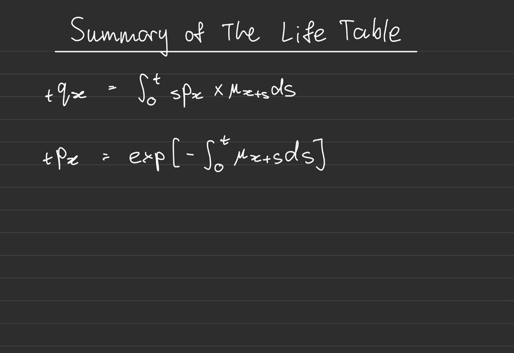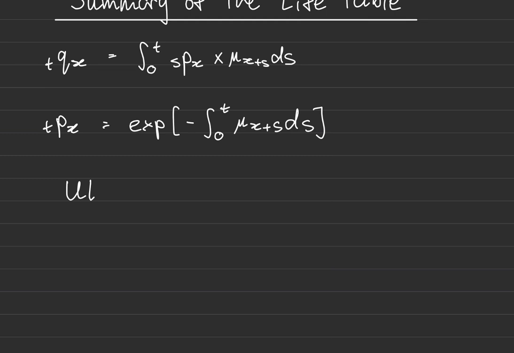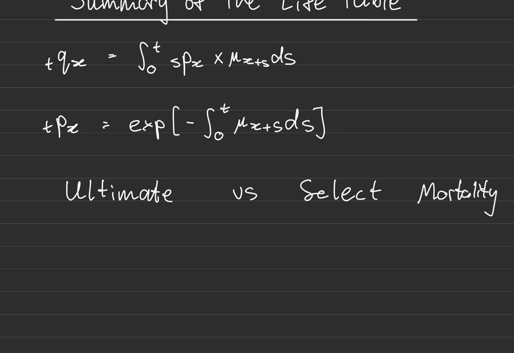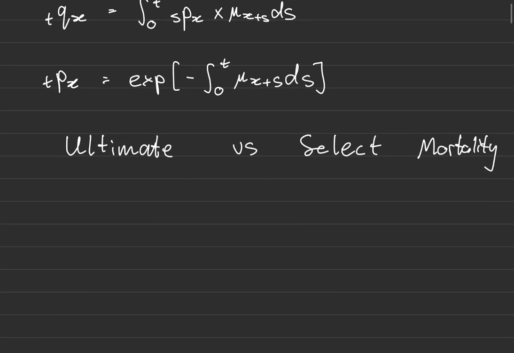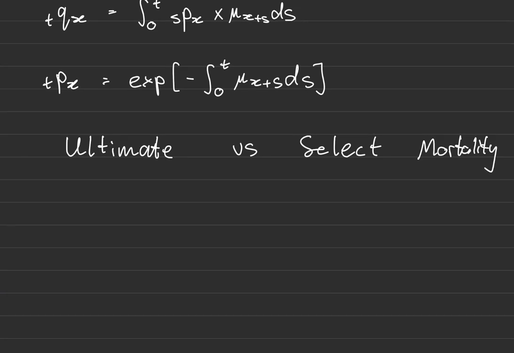Okay, so now another thing that's important for you to understand is the difference between ultimate versus select mortality. Ultimate mortality is mortality that varies only depending on the age of the policyholder. Select mortality is mortality that varies depending on age and duration.